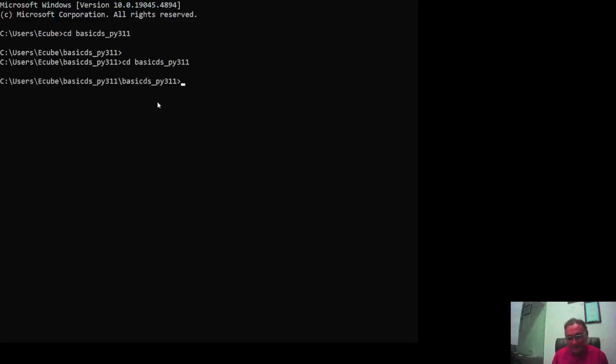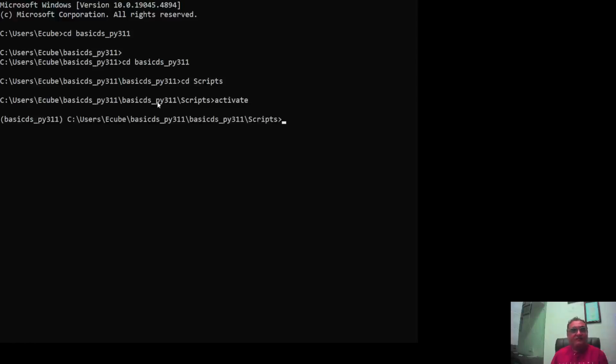Now inside this there is a scripts folder. So I again do CD, and inside that scripts folder there is an activate script, a shell script, and when you execute it, you can see at the beginning of your command prompt that we have now activated the basic_ds_py311 environment. Then we type jupyter lab, and I press enter. As soon as I press enter, Jupyter Lab will open.